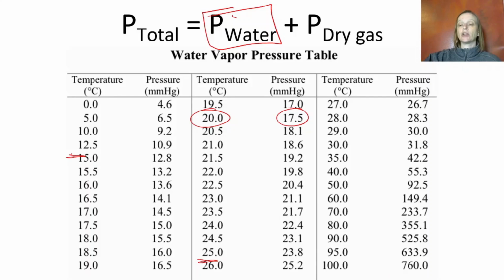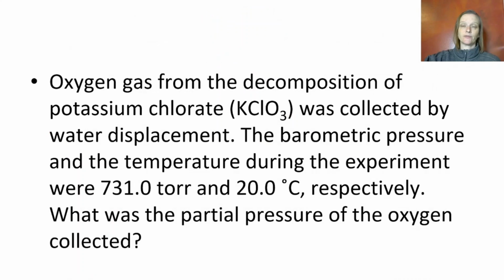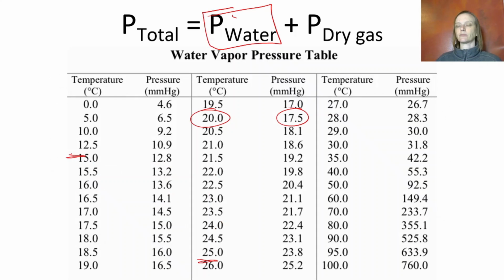We can use this information to find out how much of our target gas we actually collected. Let's do a sample problem. Oxygen gas from the decomposition of potassium chlorate was collected by water displacement. The barometric pressure and the temperature during the experiment were 731 torr and 20 degrees Celsius respectively. What was the partial pressure of the oxygen collected? The total pressure in the room is 731 torr, and remember that torr is the same as millimeters of mercury. The temperature is 20 degrees Celsius, so let's go back and look at that table. The partial pressure due to water at 20 degrees Celsius is 17.5 millimeters of mercury.